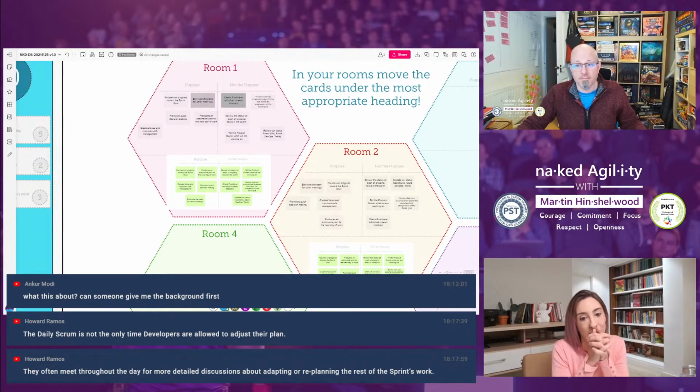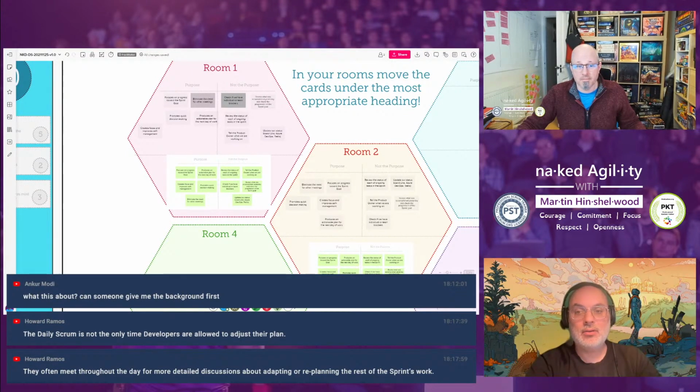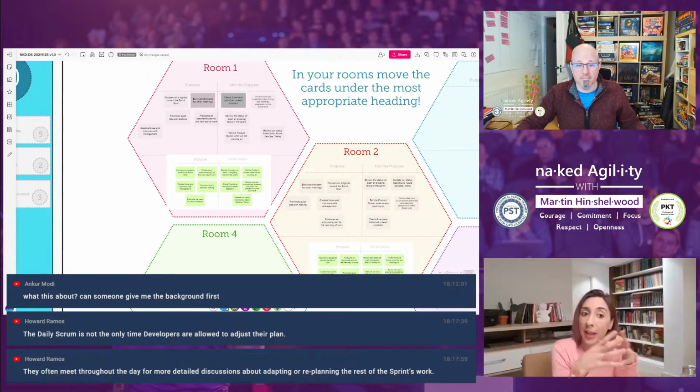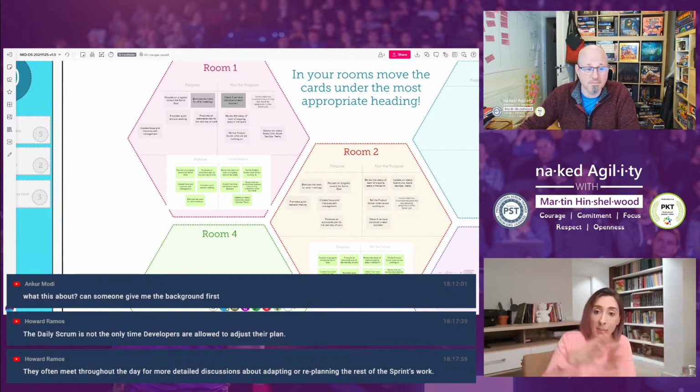So during the stand-up, you divide them into breakout rooms, and then within, say, 5 minutes, they come back and share their individual plan. And then in the main room they come together and agree on a plan.